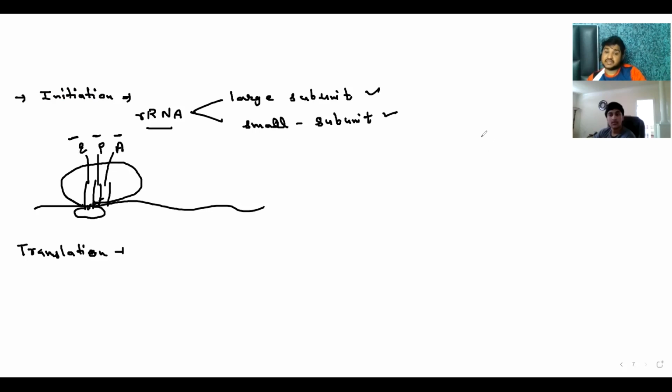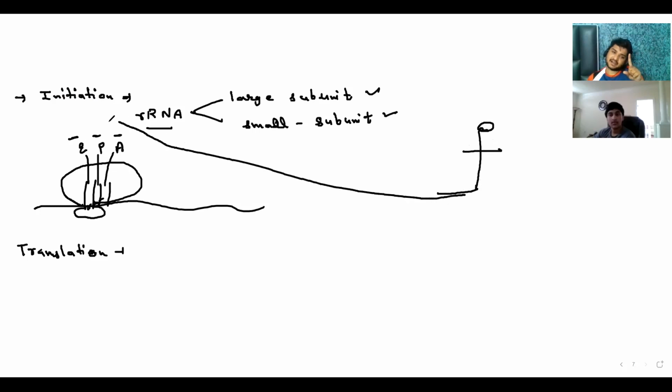Firstly, if I talk about the first tRNA, it has methionine. It will come at the P site first, and then the next one will always come at the A site. It keeps on going, and the tRNA is eliminated when the peptide bond forms, right? This is how the process keeps on continuing.